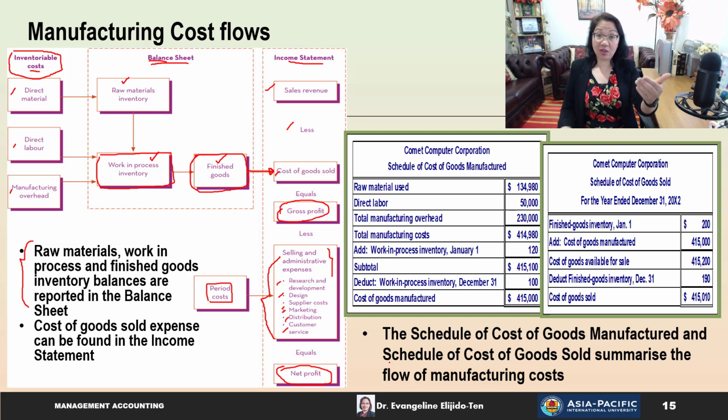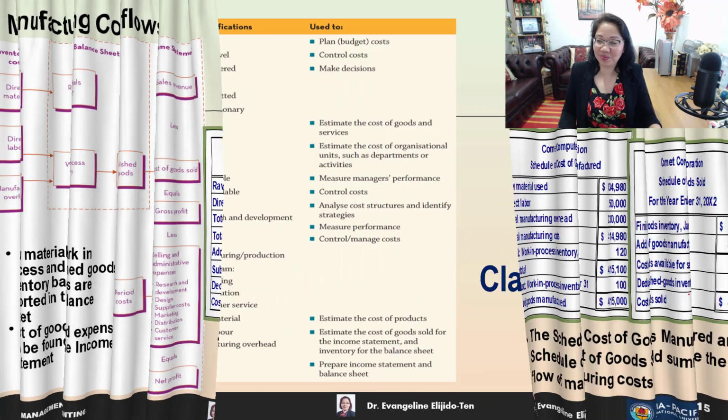And the schedule of cost of goods sold would look something like this. Finished goods inventory beginning balance plus the cost of goods manufactured from the cost of goods manufactured schedule here will be added there. And that would give you the cost of goods available for sale. When you deduct the ending finished goods inventory balance, you will get the cost of goods sold. So hopefully this is looking like a review to you. If not, then please go through this on your own.